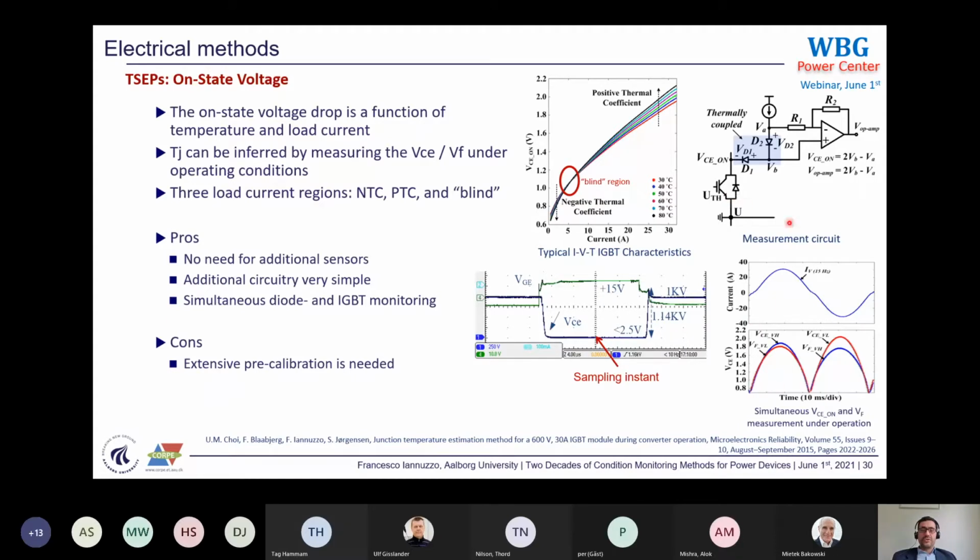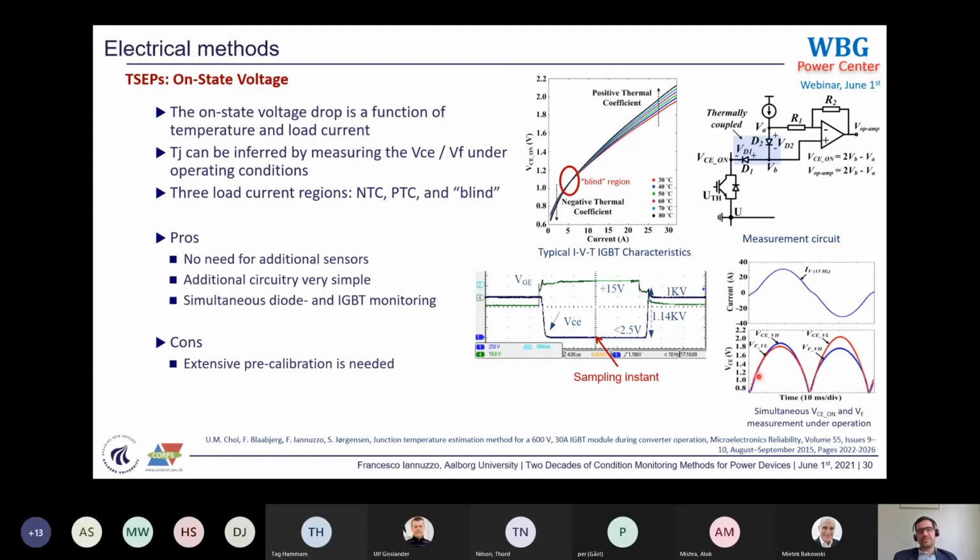So you can see some results here. The red curve is for the high side and the blue curve is for the low side, or maybe the opposite, red low side, blue high side. And you can see that we monitor both the IGBT voltage and the diode voltage, which means we can monitor both IGBT temperature and diode temperature.